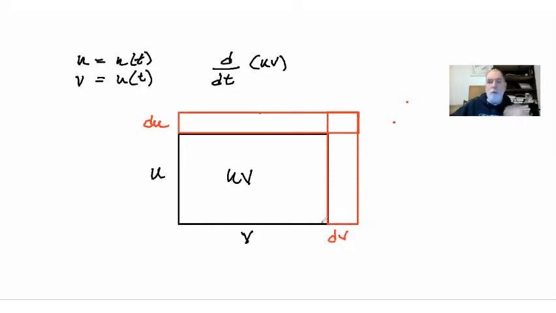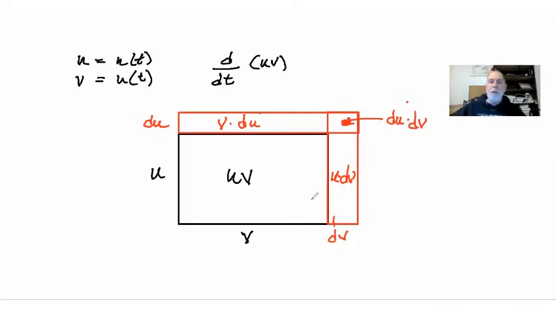Okay, so now we've got a new, slightly larger rectangle. What are the areas of these rectangles? Well, this one is going to be v times du. This one is going to be u times dv. And then this little one in here, it's going to be du times dv.